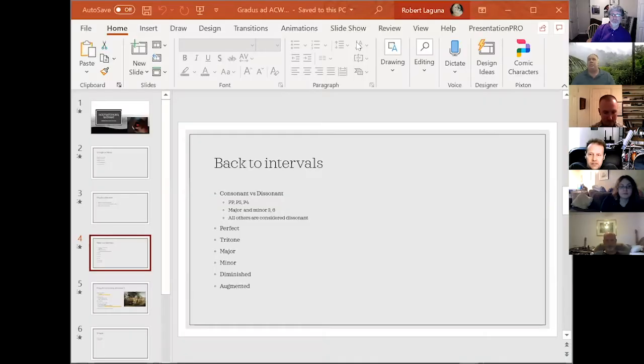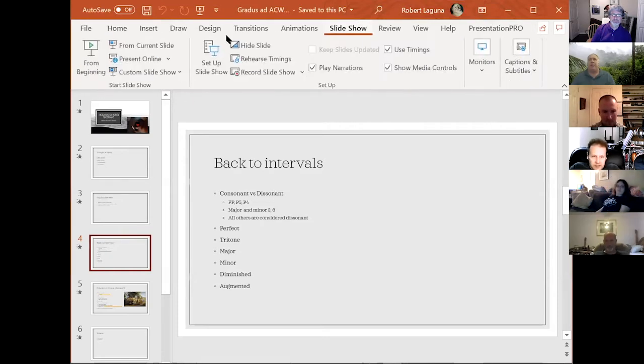All right, let's see where we were. We were dealing with intervals. And so, back to intervals.